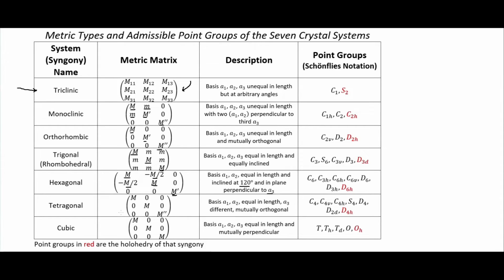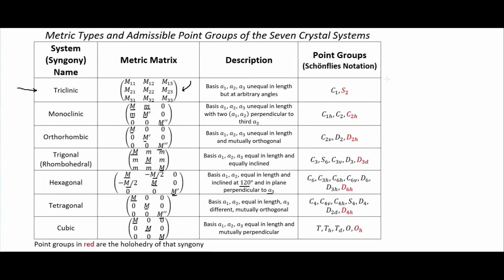And then the tetragonal, we have the A1, A2 equal in length, A3 different, but they're mutually orthogonal. So this M and this M are the same, and this M double prime down here is different in length, and the off diagonal zeros tell us that this is mutually orthogonal. And the cubic, I think you can guess, the diagonal ones are all the same, and then everything else is 0 in the off diagonals because they have to be equal in length and mutually perpendicular.